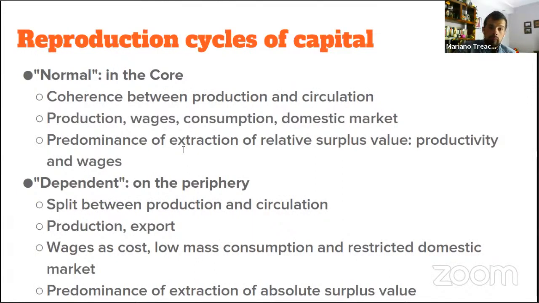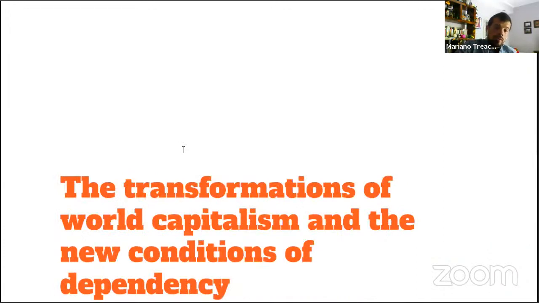And in the peripheral countries, we have the dependent cycle of capital, this being the split between production and circulation, because the production is made for export. The consequences of that are low wages, because they are seen as a cost, low mass consumption, and a restricted domestic market. The firms producing in the export model countries see the wage as a cost. So we have the predominance of the extraction of absolute surplus value. Well, those will be the main topics of 20th century dependency theory.